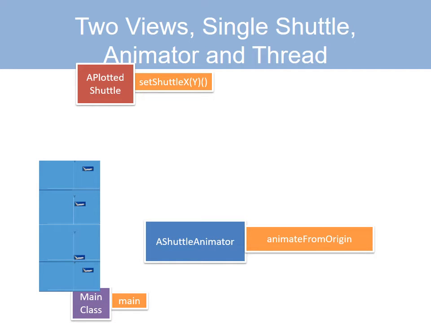You have, of course, your main class. You have the shuttle. We don't add the animation to the shuttle. Separation of concerns. We want to keep these things separate. And we have a shuttle animator. The main method calls animate from origin, which goes and repeatedly calls set shuttle in the plotted shuttle. So that's the structure with a single thread.